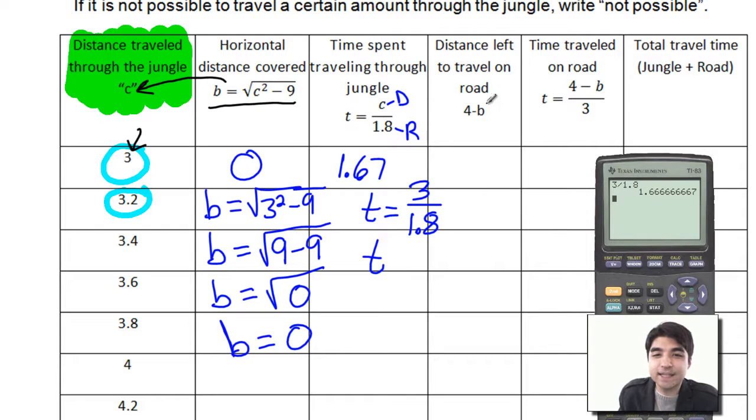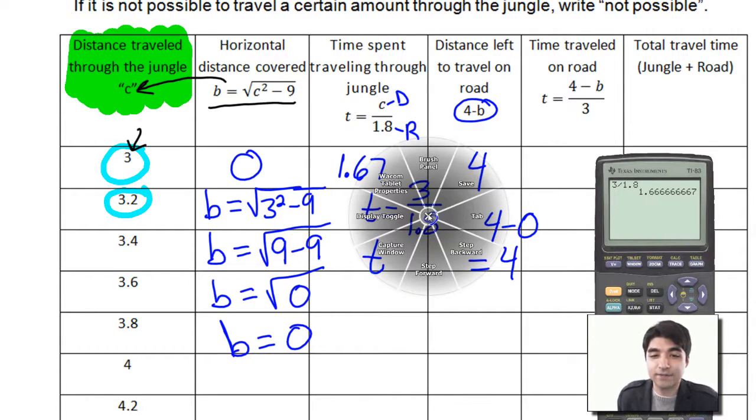So the distance left to travel on the road is 4 minus b. b equals 0 in this case. So 4 minus 0 equals 4. So we still have 4 miles to travel on the road.